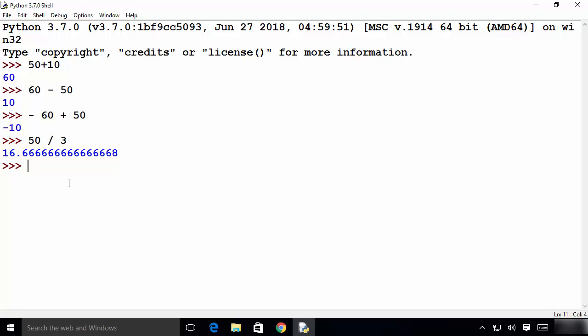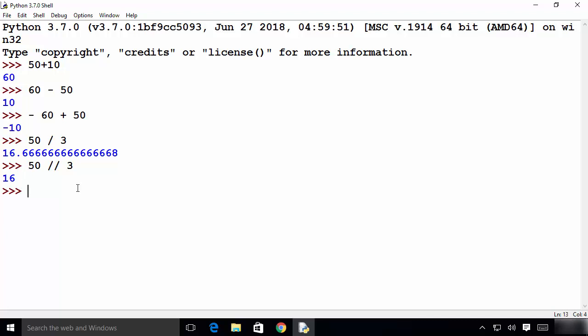And if you are familiar with other languages like Java or C++, this may appear a little bit strange to you, because when you do the same operation in Java or C++ with this division operator, you will get a different answer, which is 16 and not this decimal float value. So if you want to just get an integer value and not the decimal value out of the division, then you can write this expression, which is 50 // 3, and then press enter, and now you get 16, which is a whole number or an integer.